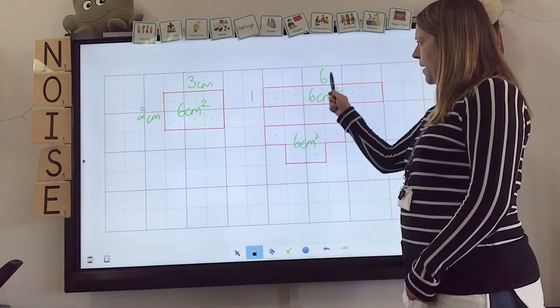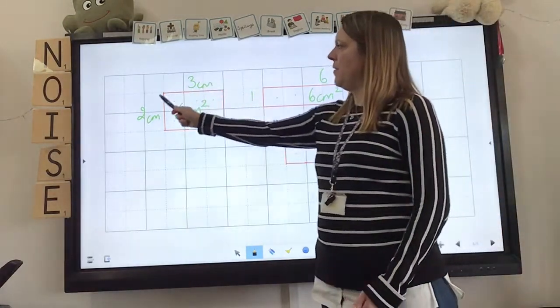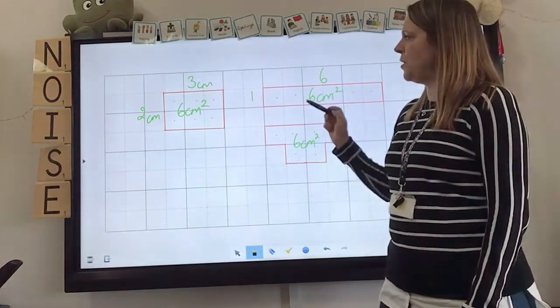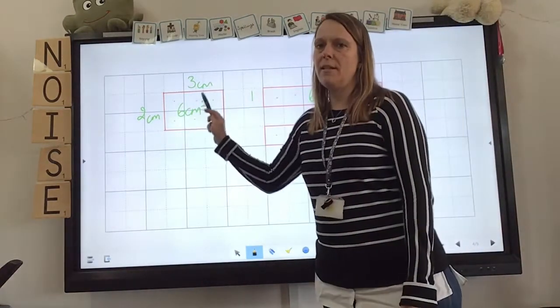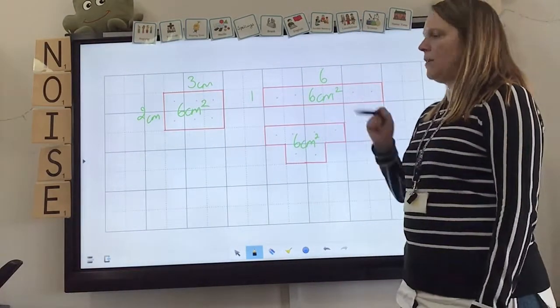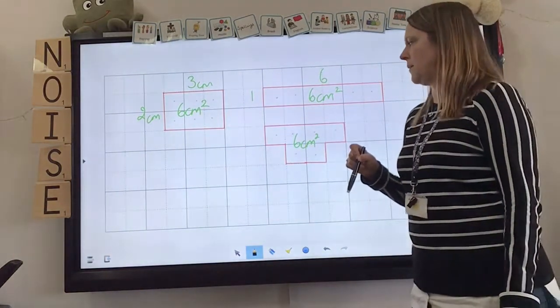What do you notice about these two here? They're exactly the same. What do you notice about the lengths of the sides? Pause the video and have a think. What do you notice about the lengths of the side in relation to the area itself? So about 2 and 3 in relation to 6, and 1 and 6 in relation to 6. What do you notice? Pause, have a think, and then restart when you're ready to have a chat about it.